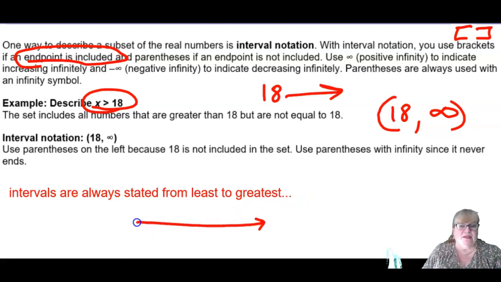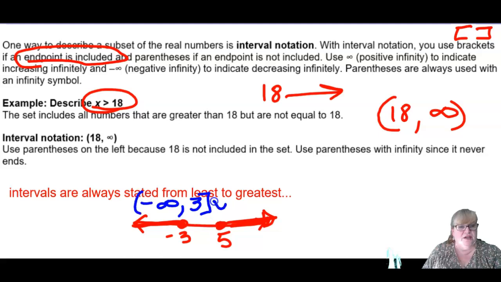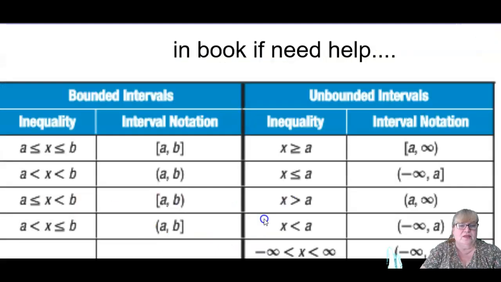Let me give you one quick example. If I wanted to say everything to the left of -3 up to -3, and everything from 5 and to the right, you would need to write negative infinity up to -3 with a bracket because it's included, together with all the numbers from 5 up to infinity. We're going to practice this a little bit, and there is also a place in your book that explains more about how to write those.